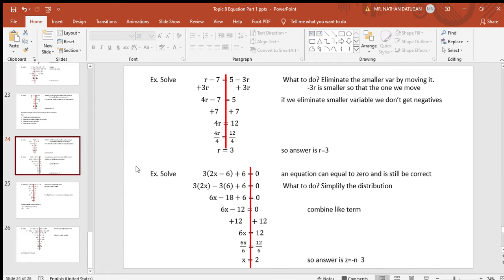Now let's move on to the next example. We have 2x minus 6 times 3 plus 6 is equal to 0. And yes, an equation can be equal to 0. That's okay.